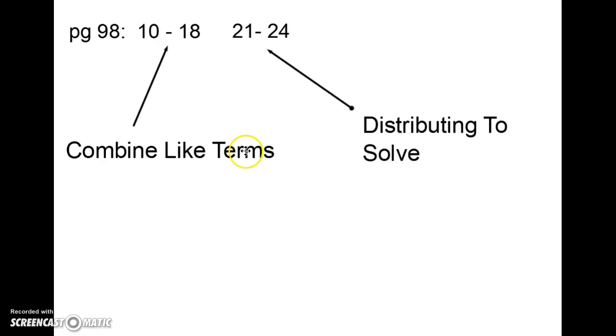The page 98 is split into two sections. 10 through 18 is combining like terms. You'll see your variables on the same side, so you'll be able to combine those together. 21 through 24, you will see that we are having to distribute to solve. So you'll distribute and then do most likely a two-step equation.